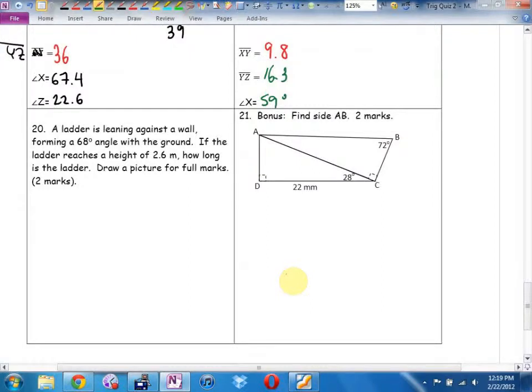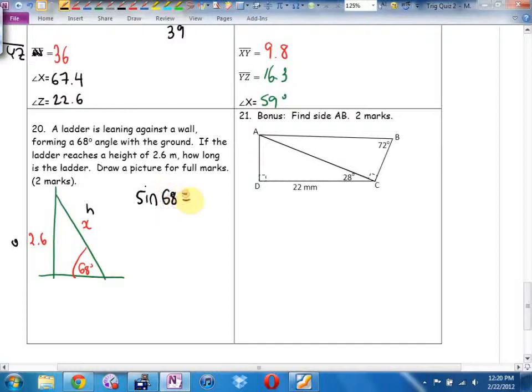Another word problem for 2 marks. Ladder. Wall. It forms a 68-degree angle. Ladder reaches a height of 2.6. How long is the ladder? I think that would be the slanty part, because that's the ladder. Adjacent, hypotenuse. Adjacent, Mr. Dueck? Quit doing that! Paige, I don't know what's going on. How about opposite, hypotenuse? Sine. For some reason, I'm afraid to sin. I'm cosing. Sine of 68 degrees equals 2.6 over my mystery side x.